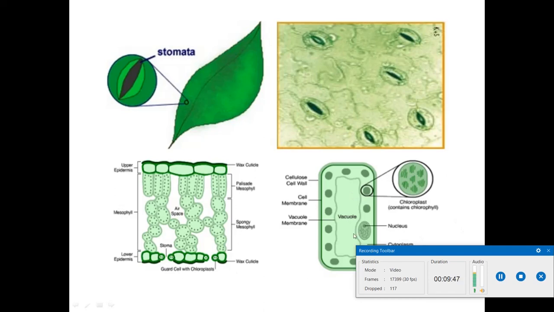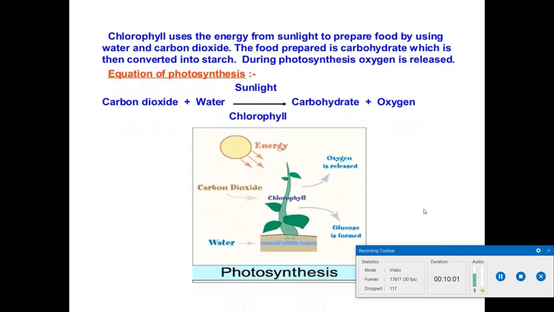And this is a plant cell showing chloroplast. This chloroplast organelle contains chlorophyll in it. Dear students, as we know, chlorophyll uses the energy from the sunlight to prepare food by using water and carbon dioxide from the external source, from the environment. The food prepared is carbohydrate, which is then converted into starch. During photosynthesis, oxygen is released to the environment.